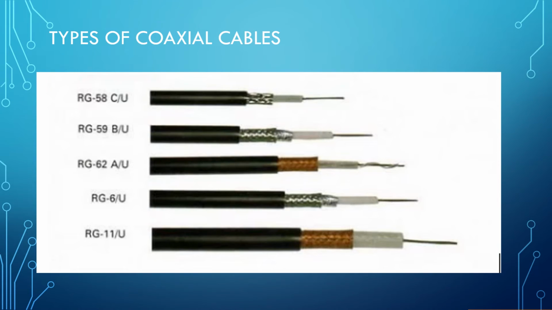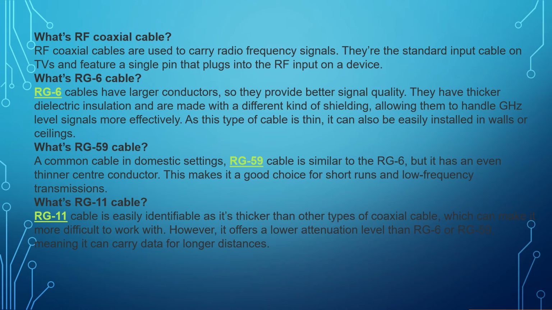The types of coaxial cable: the RG58, RG59, RG62, RG6, and RG11. What's RF coaxial cable? RF coaxial cables are used to carry radio frequency signals. They're the standard input cable on TVs and feature a single pin that plugs into the RF input on the device.